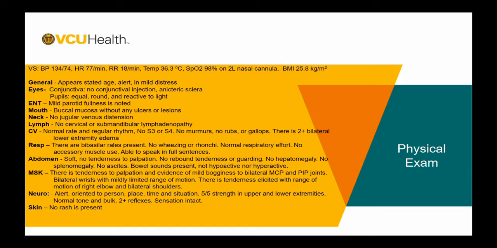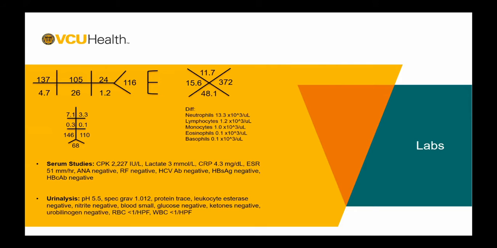On neurological exam, she was alert and oriented to person, place, time, and situation. She had 5 out of 5 strength in her upper and lower extremities, normal muscle tone, 2+ reflexes, and her sensation was intact. And there were no findings on her skin exam. Laboratory data that we had available, her BMP showed a sodium of 137, potassium of 4.7, chloride of 105, bicarb 26, BUN of 24, and a creatinine of 1.2 with a blood glucose of 116.